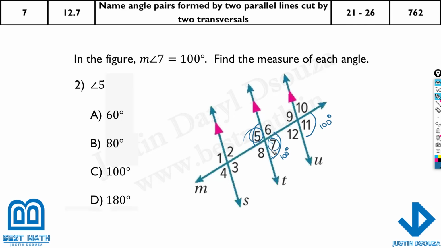That's option C. Or you can also find angle 8. Angle 8 is how much? 180 minus this angle. So it's going to be 80, right? 180, because it's a straight line. 180 minus 100 is 80. Then again this is a linear pair, so 180 minus 80 would be 100 itself. However you do, you will get the same answer, but this is very easy to understand. This is vertically opposite angles.